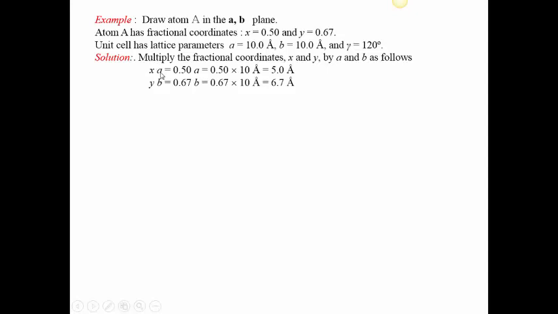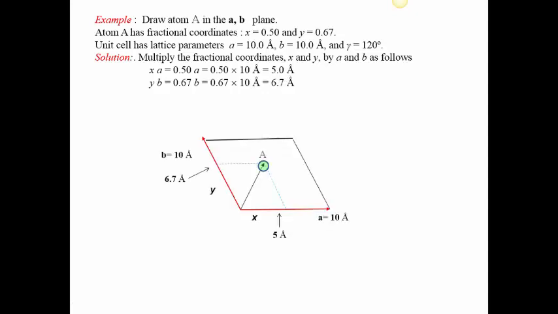Here's our fractional coordinate times the scalar along the a-axis, and we get our 1/2 and 2/3 translates on a 10 angstrom axis to 5 and 6.7 angstroms. You can see that in this picture.